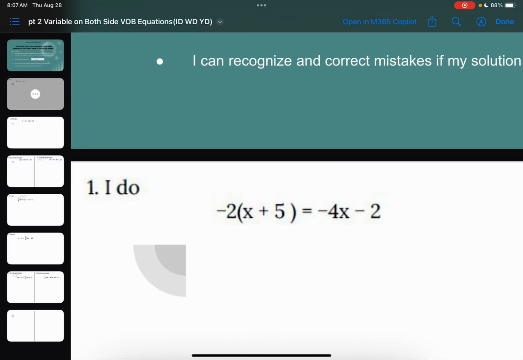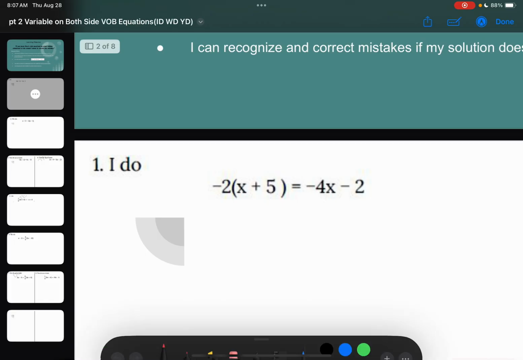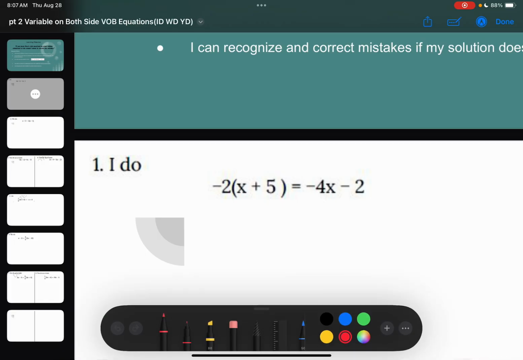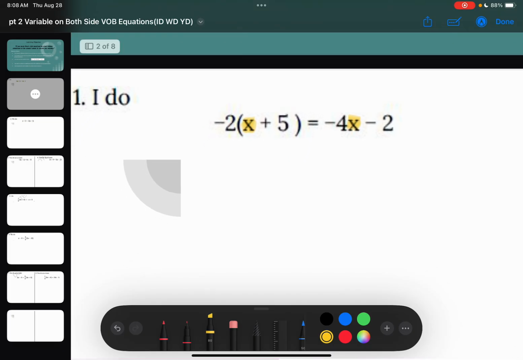All right, so these are called variable on both sides and multi-step equations. Variable on both sides because you can see there are x's on both sides of the equal sign here. And then multi-step because you're going to have to distribute, we're going to have to combine. We've got quite a few things that will happen in here.